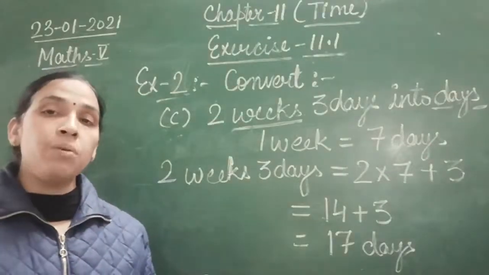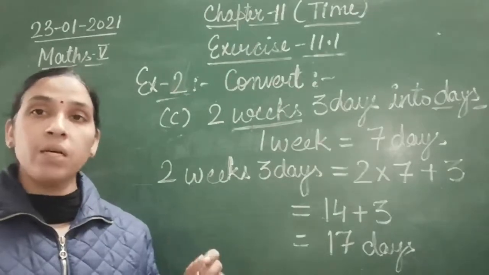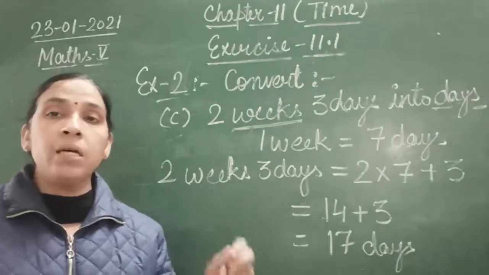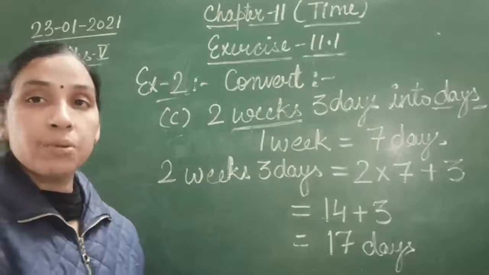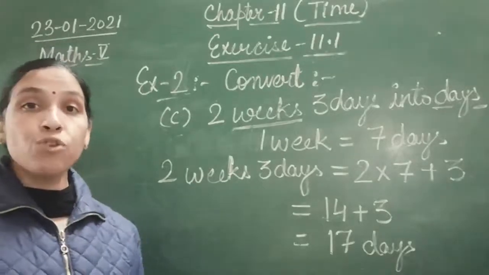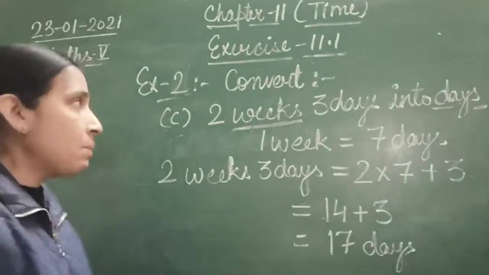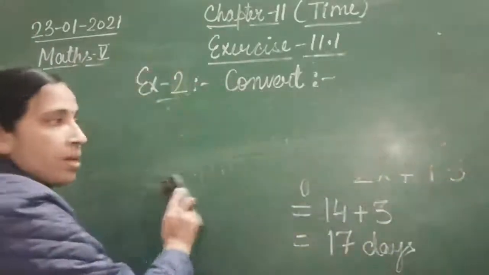Now the D part, which is given in your book, is 2 years 4 weeks. This relation, most of the time we do not use, because whenever a year is to be converted, the year will be given with days only. So we always use 1 year is equal to 365 days. But this relation is also very important, that D part. So I am doing it, and that relation wherever it is required.